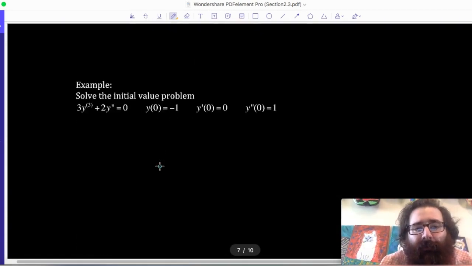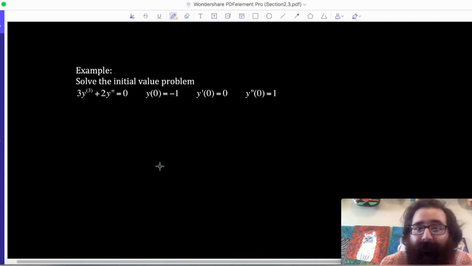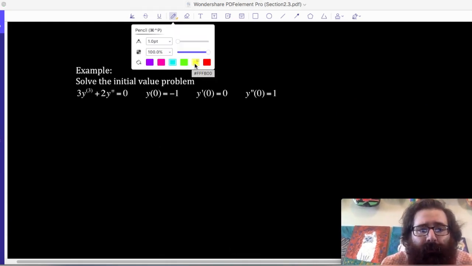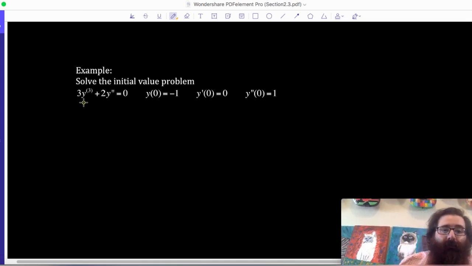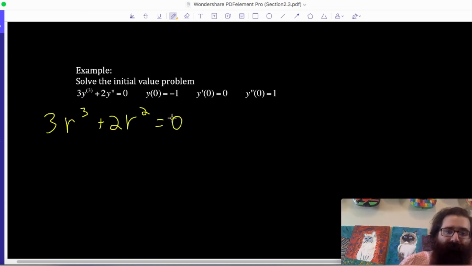Let's take a look at another initial value problem. Just a little bit left in the lecture. We'll try to get through it. So here I want to start by finding that characteristic equation. So here I have 3, and then y's third order derivative should be r cubed, replace it, plus 2 times y double prime, I can replace with r squared, equals 0.